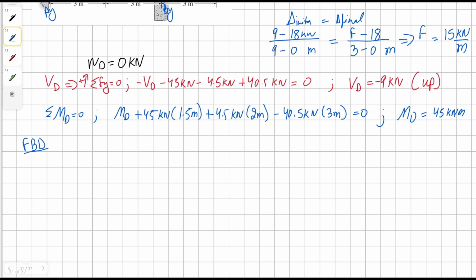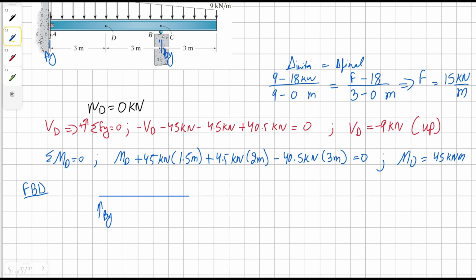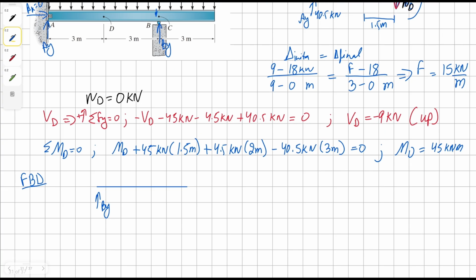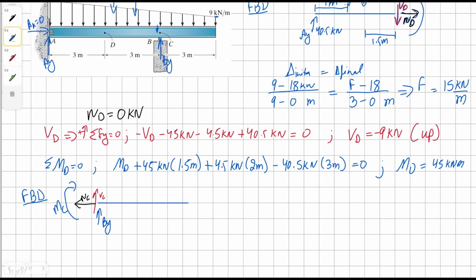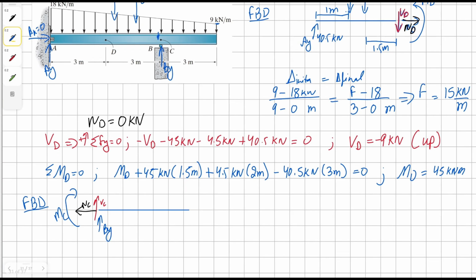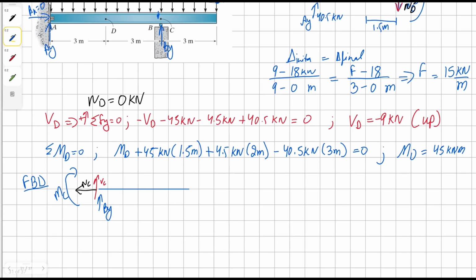From the right hand side, so we're gonna have by right at the cut. Then we know we have our shear, our normal, and finally the moment. We also know we have a distributed load, which we'll need to find through proportionality.